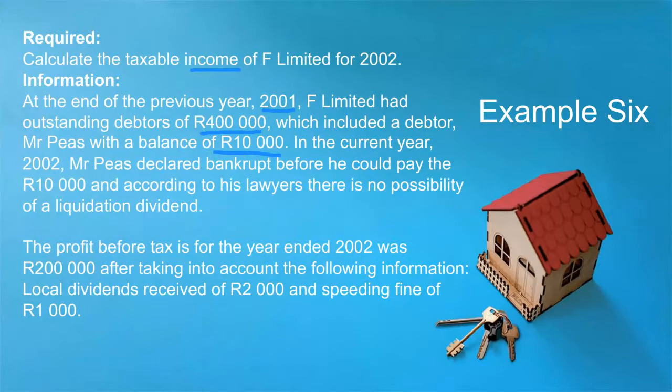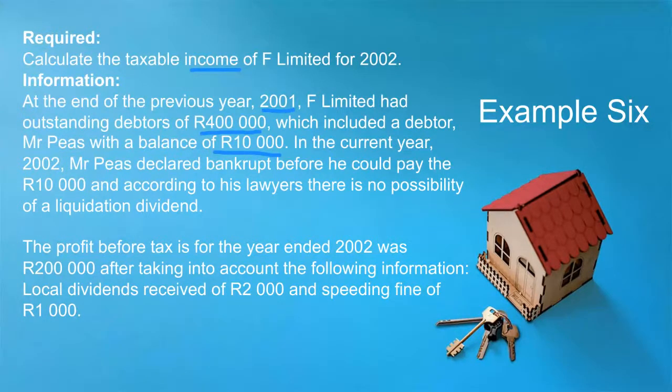Okay, so let's see now what we have in the next paragraph. It says the profit before tax for the year ended 2002 is 200,000 rand after taking into account the following information. It says local dividends, right? Local dividends means South African dividends received of 2,000 rand, right? So that's dividend income. And then a speeding fine of 1,000 rand.